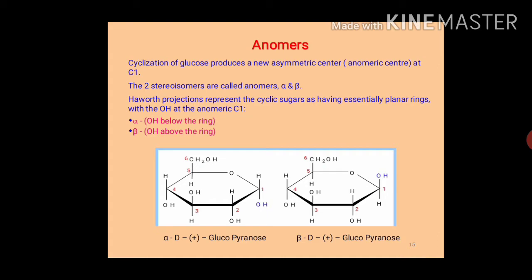The alpha anomer has its anomeric hydroxyl group below the plane of the hexagonal ring, and the beta anomer has its anomeric hydroxyl group above the plane of the hexagonal ring.